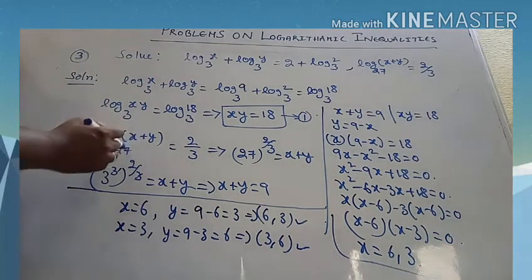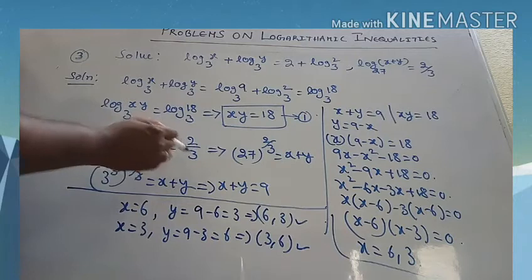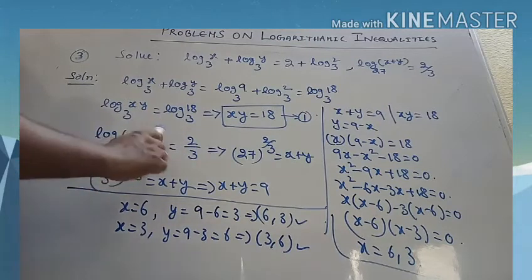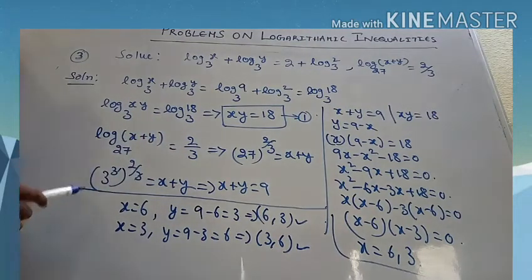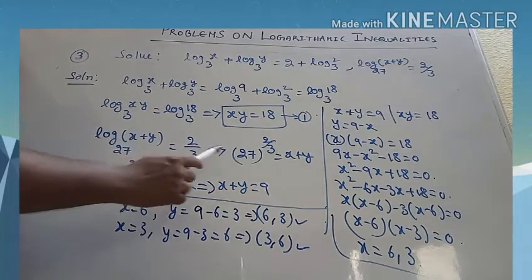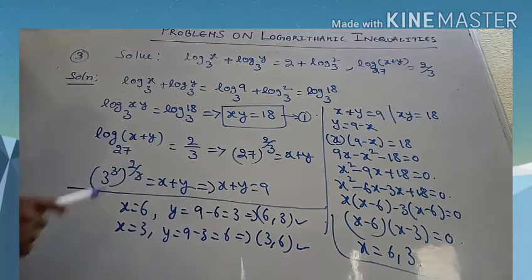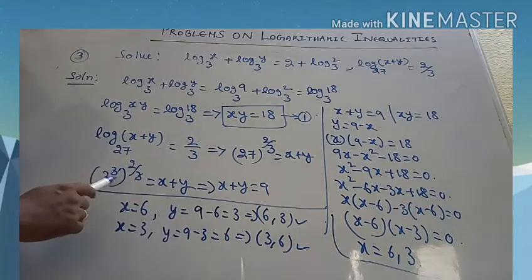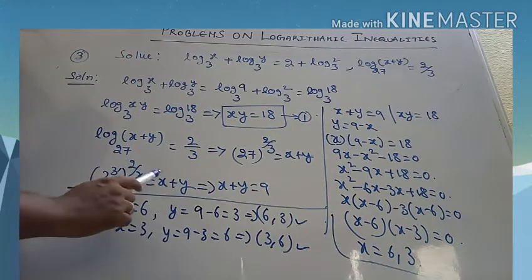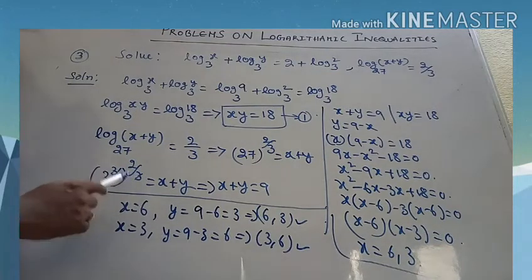Log of x plus y to the base 27 is equal to 2 by 3. We convert this into exponential form. If you convert this into exponential form, 27 to the power 2 by 3 is equal to x plus y. Now this 27 we can write as 3 cubed, whole power 2 by 3, equal to x plus y. This 3 will cancel, x plus y is equal to 9.